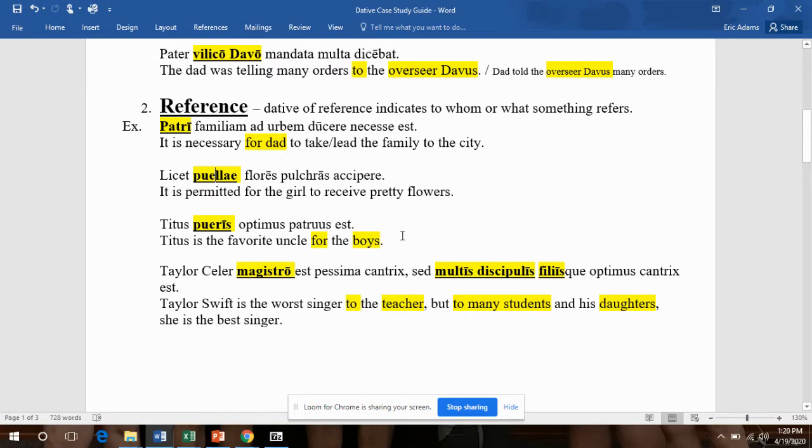The final examples of the dative of reference would be Titus optimus patruus est. Optimus means best or favorite. Patruus means uncle. It's one of two words for uncle. This word, however, tells me it is the brother of the father. So do not confuse patruus with pater. So Titus is the favorite uncle for the boys. For the girls, they might have a different uncle, or for another group, but for referencing the boys, Titus is the best uncle or the favorite uncle.